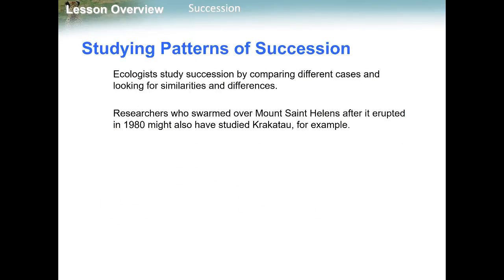So scientists study these patterns of succession so that they know how to repair areas that were disturbed. They compare different cases and they look for similarities and differences. In 1980, when Mount St. Helens erupted, researchers immediately went to study Krakatoa so that they could get an understanding of how succession was going to come in and repair the area of Mount St. Helens.